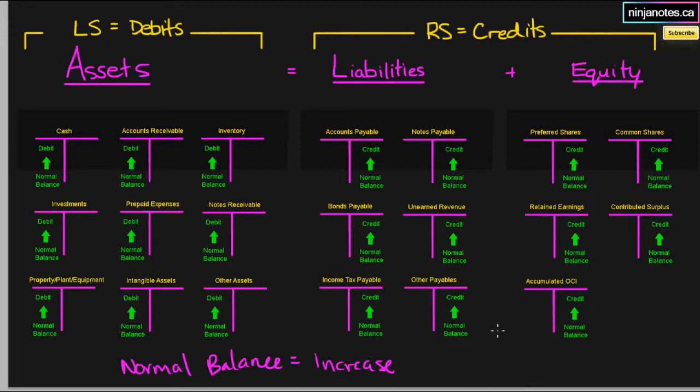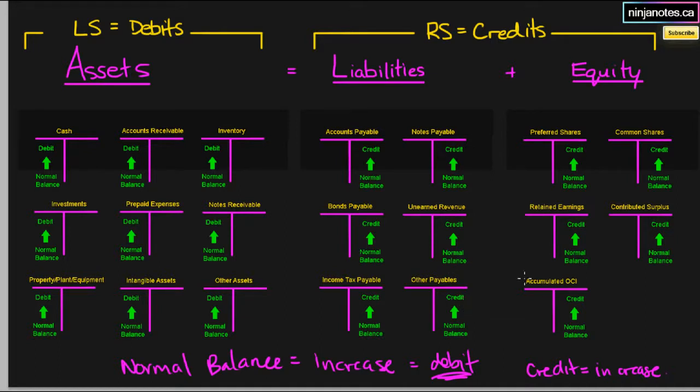So in the case of assets, since we increase that account using a debit, the normal balance for all asset accounts will be a debit. The normal balance for all liability and equity accounts will be a credit, because we use credits to increase those accounts. Very simple, right? And I just created all these different accounts for reference in case you ever are wondering whether to debit or credit a certain account.